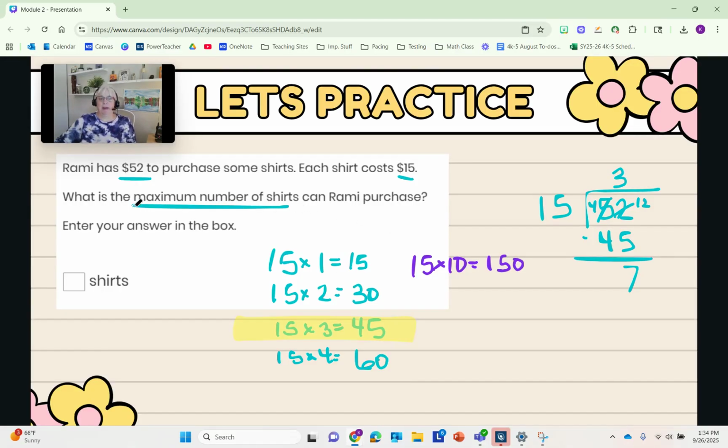But they wanted to know the maximum number of shirts he can buy. He's not going to buy part of a shirt. He's only going to buy complete shirts. Nobody's going to buy a shirt missing a sleeve. That'd be crazy. So the most he can buy is 3. So the answer here is 3.